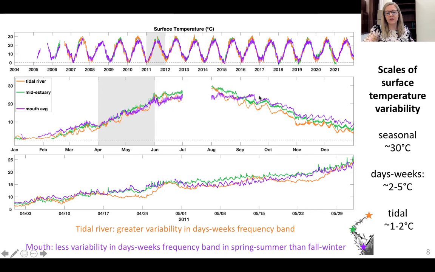But interestingly, in the fall, you see a very similar range of variability in that days to weeks time scale. So the variability in that days to weeks time scale is quite interesting at the mouth. At the mouth, you also see that the tidal range is actually bigger. Tidal variability is bigger than at both the other sites. That's unsurprising.